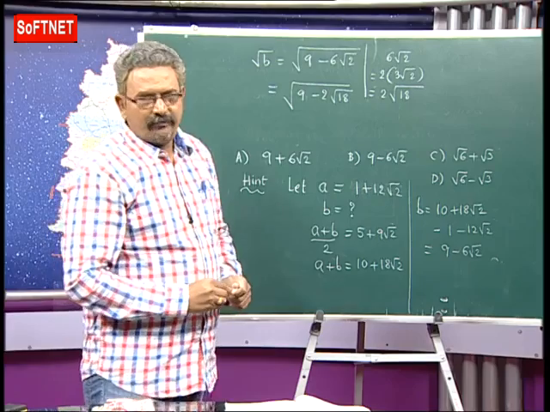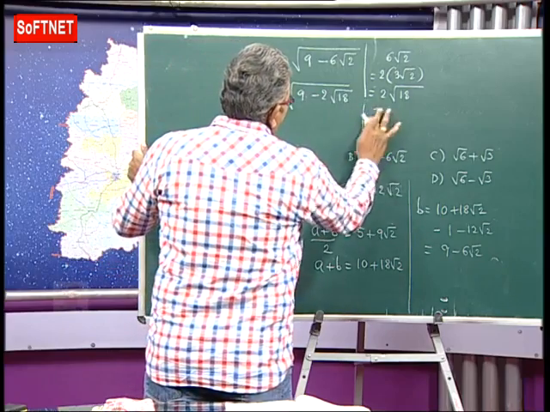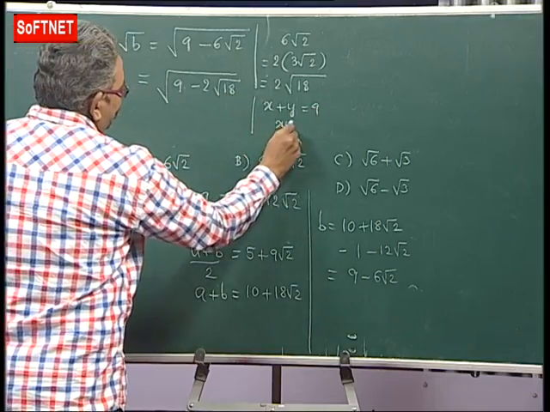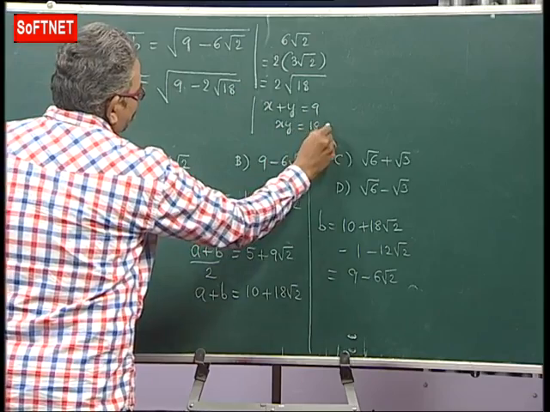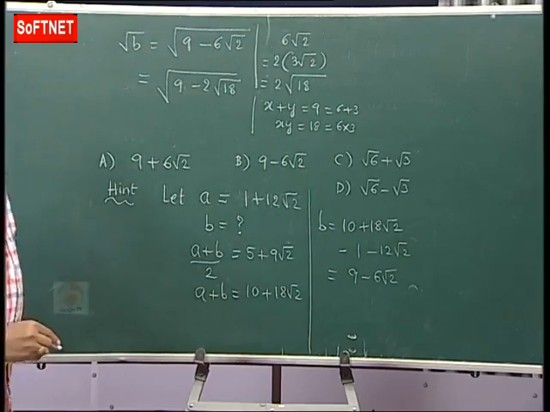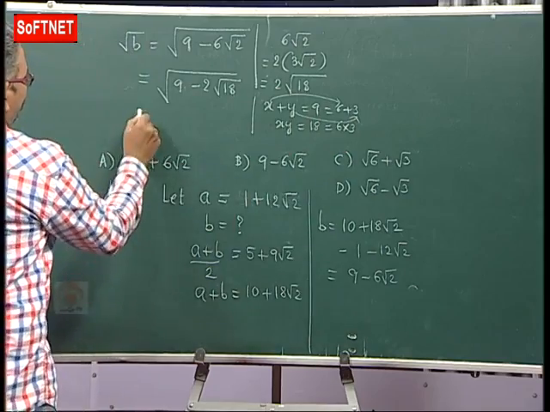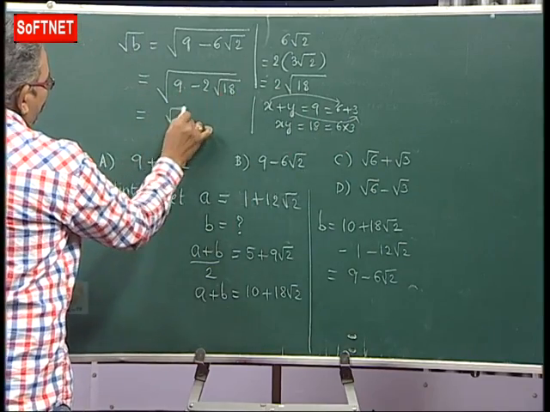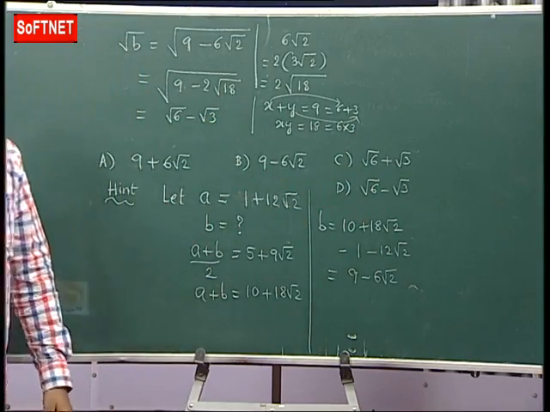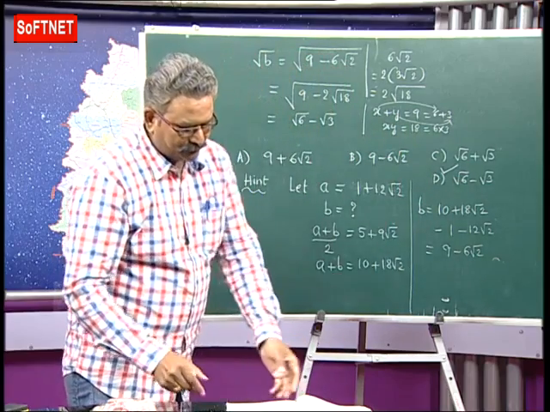Now this is in the standard form. Here 9 will be the sum, x plus y is equal to 9, and this 18 will be the product. So this can be written as 6 into 3, 6 plus 3. X is equal to 6, y is equal to 3. Answer is root x minus root y, root 6 minus root 3. Check the options one by one. Which is the right option? Yes, D is the right option.